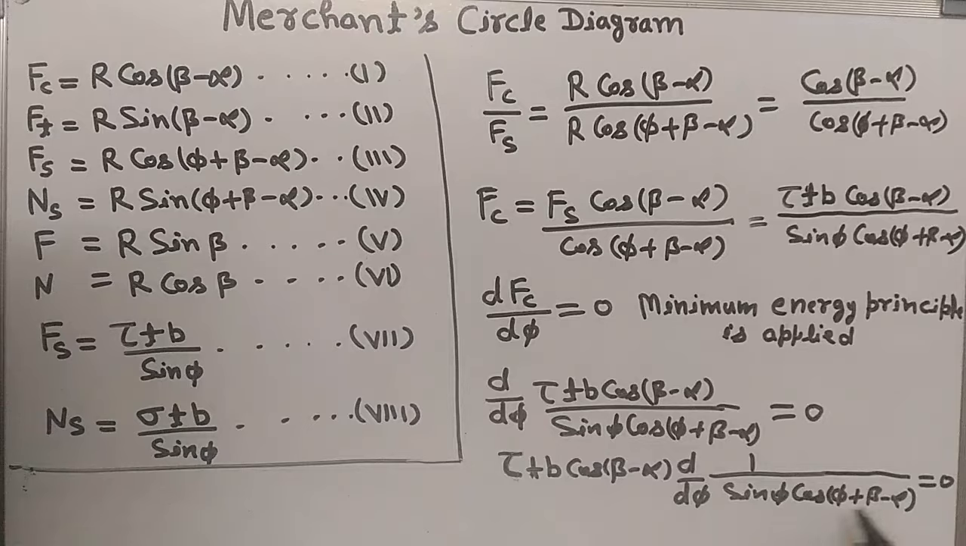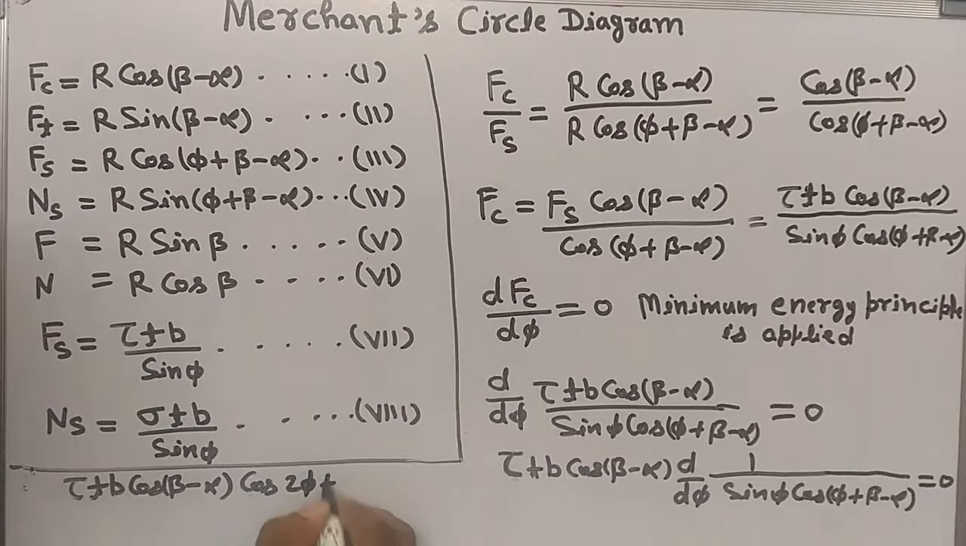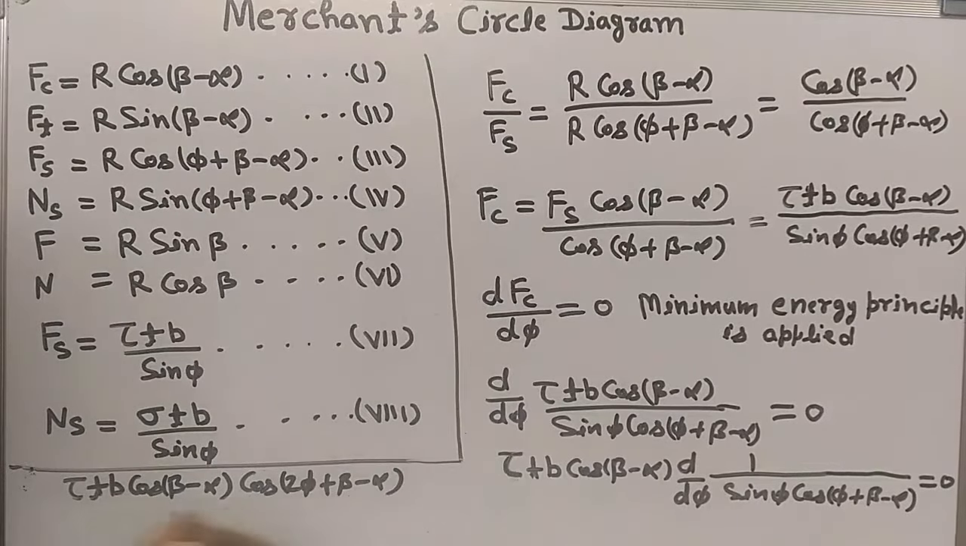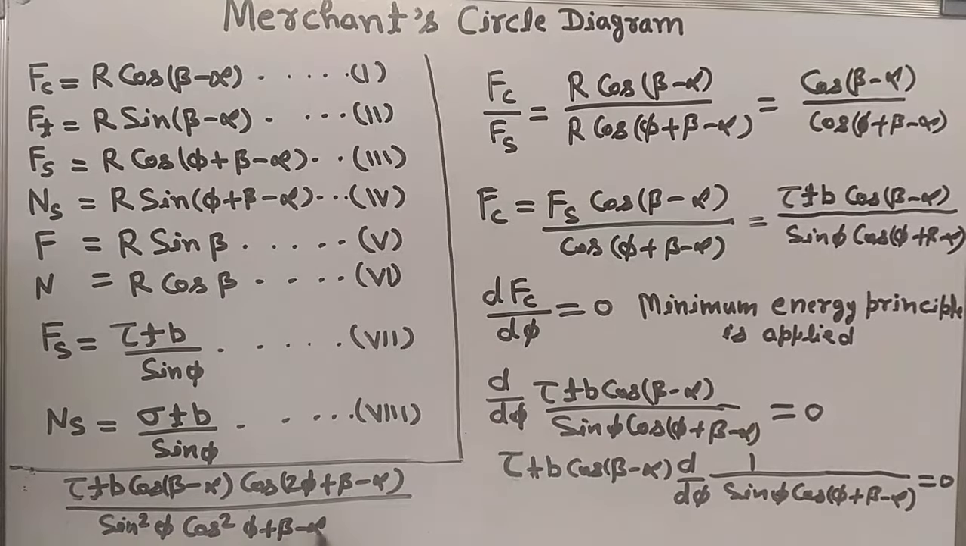When we solve this differentiation, we will get tau t B cos(beta minus alpha) cos(2 phi plus beta minus alpha) upon sin square phi cos square(phi plus beta minus alpha), with a minus sign, equal to 0. Look at this video to see how this differentiation is solved.